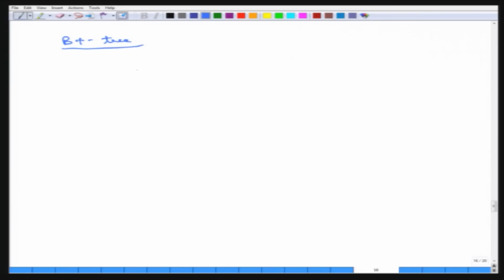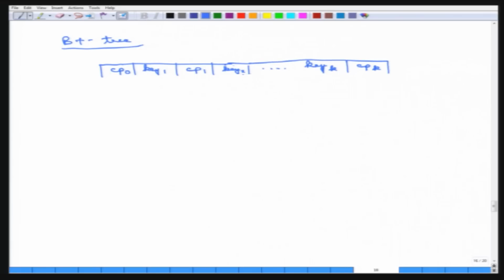If one draws the internal node structure of a B plus tree, one can understand the difference. So, this is a key 1, then corresponding to this there is a CP0, then there is no record pointer. That is a very important difference. Then this all goes on, then there is key k and then there is a child pointer k. So, there is no record pointer corresponding to a key in a B plus tree. There is just a key and there is no record pointer.